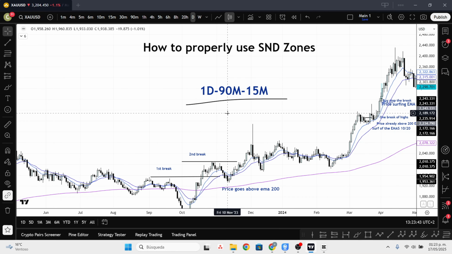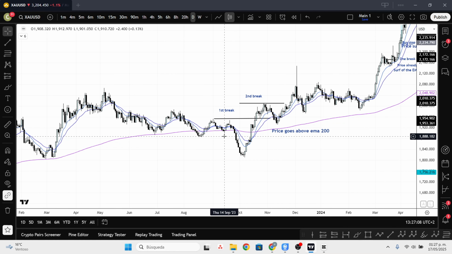Alright, let's see how to be on the right side of the market. The daily time frame is our higher time frame, the 90-minute is our medium time frame, and the 15-minute is our lower time frame, or execution time frame. Now that we're on the higher time frame, the daily, we're gonna use a couple of things.